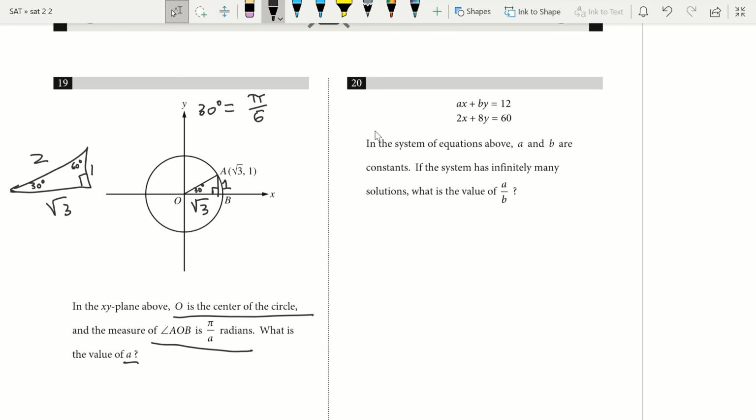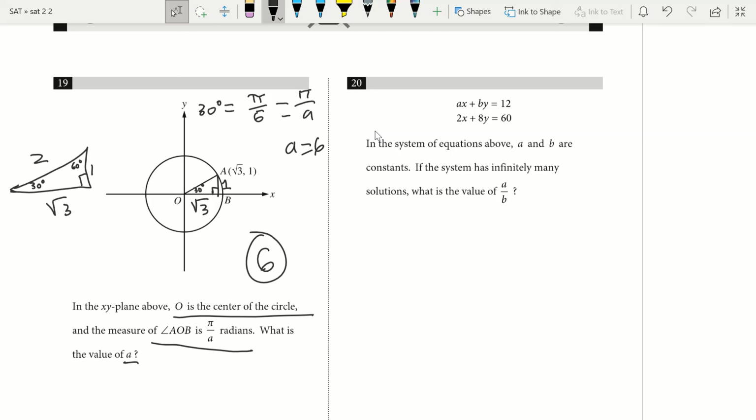If you don't know that, you can look up a degrees to radians sheet on Google and try to memorize it if you can for the SAT. I think it'll be helpful. I would definitely memorize it. I have memorized it, so definitely do that. And we're asked for what a is in pi over a. Well, we have pi, so we know a will be 6. Our answer will be 6.